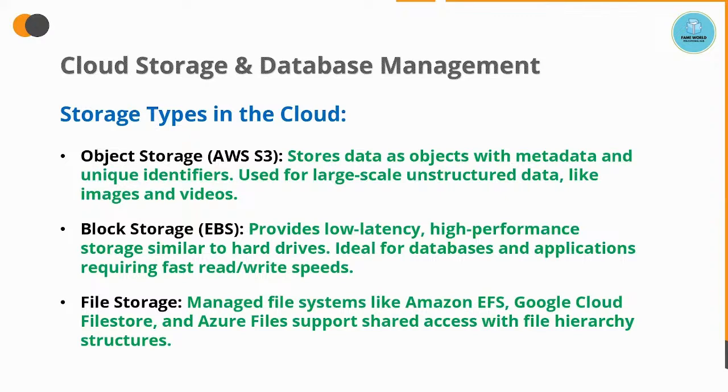Then when we talk about file storage, it is a managed file system like Amazon EFS, Google Cloud File Storage, and Azure Files, with shared access, having file storage with a file hierarchy structure. So a hierarchical, top-down approach is there when we talk about file storage systems. So these are the different storage types in the cloud.